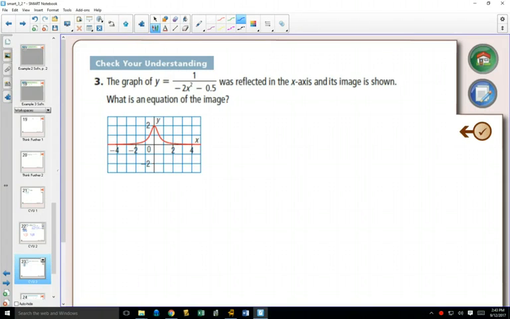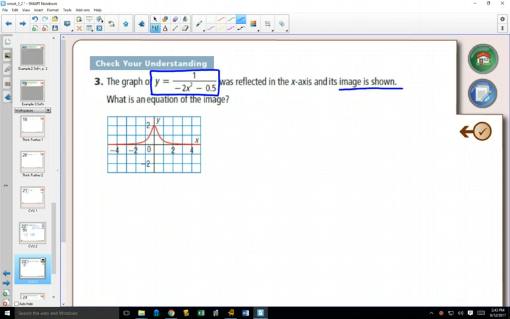So it says the graph of blah, blah, blah was reflected in the x-axis and its image is shown. The wording's a little bit different in that this equation here is not that graph. Up till now, most of our questions have been, this is the equation and the graph is shown, graph the image. But now it's telling us that the image is shown.